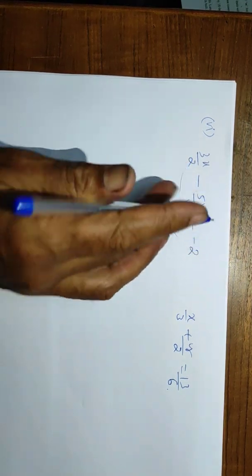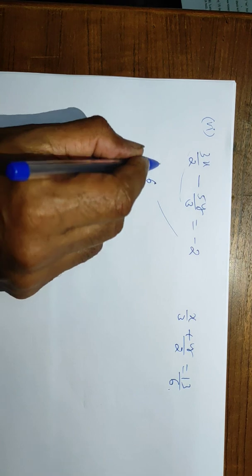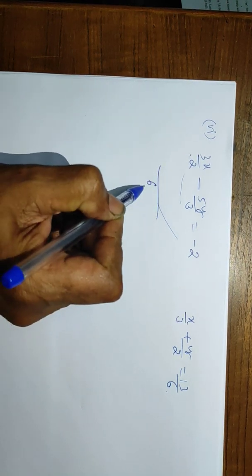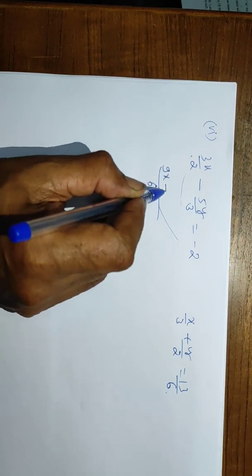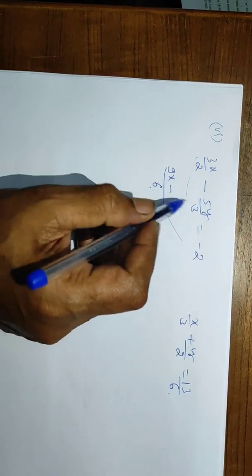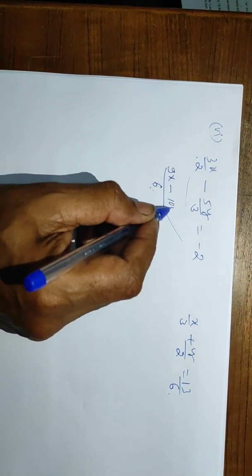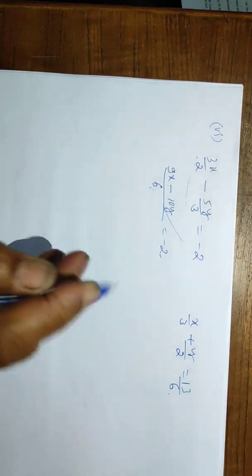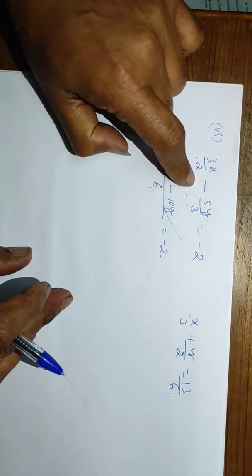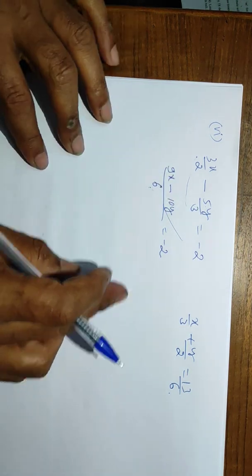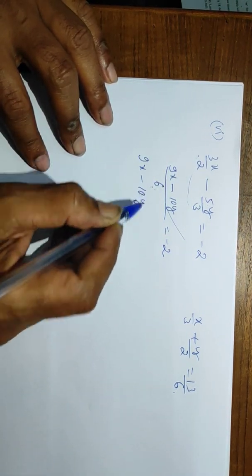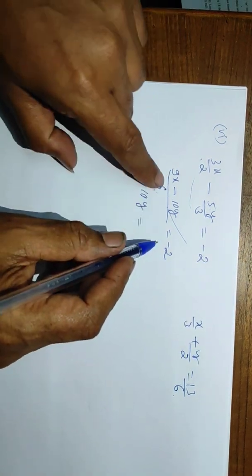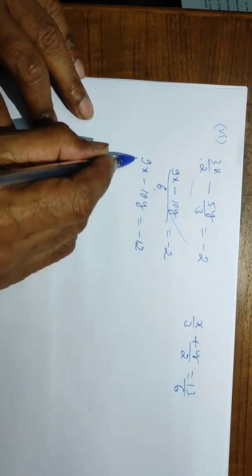The LCM of 2 and 3 is 6. 2 3s are 6, 3 is the quotient. 3 into 3x, 9x. Minus 3 2s are 6, 2 into 5y, 10y is equal to minus 2. First I have simplified the LHS. Now I can cross multiply: 9x minus 10y is equal to minus 12.